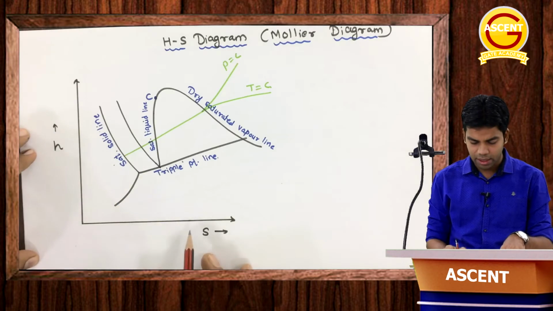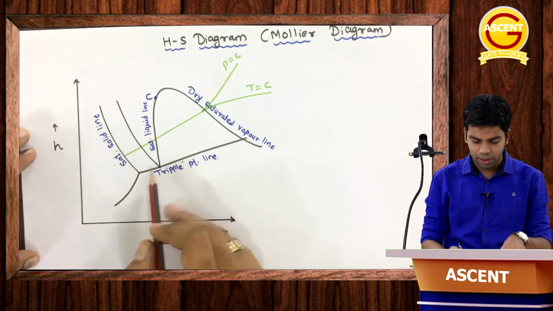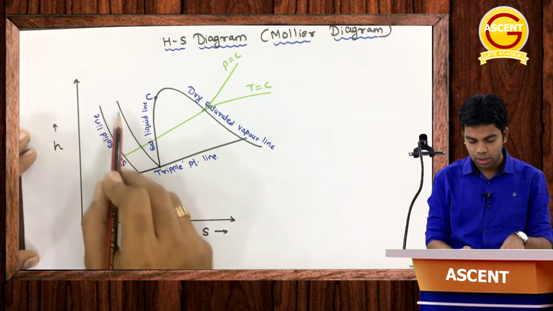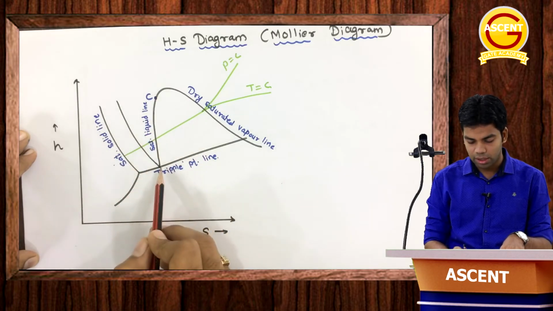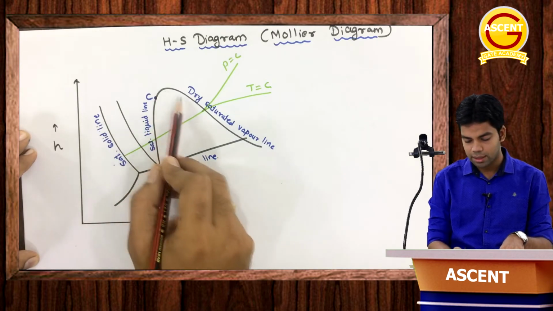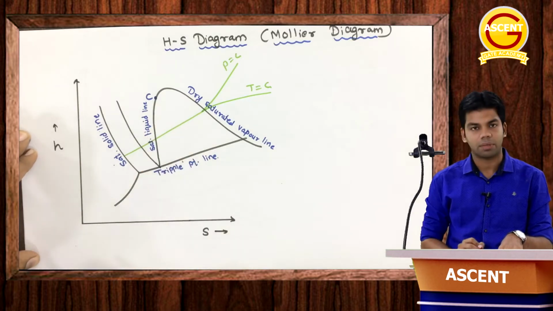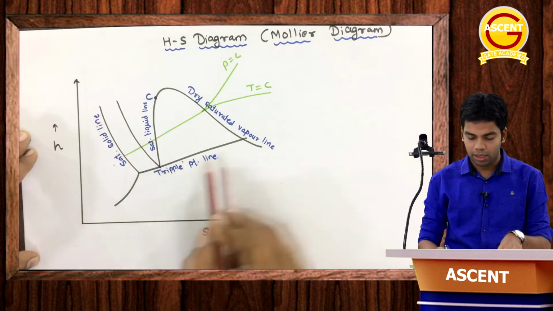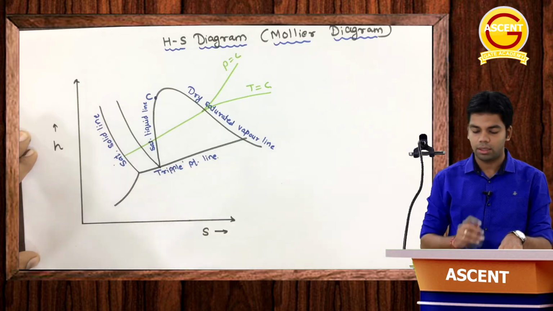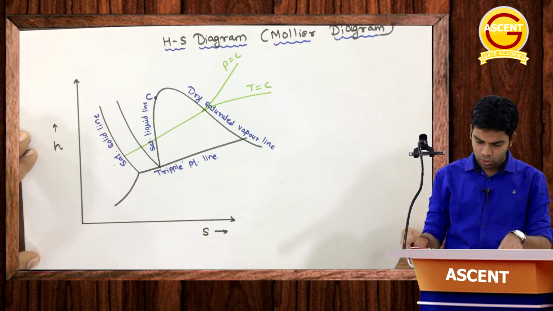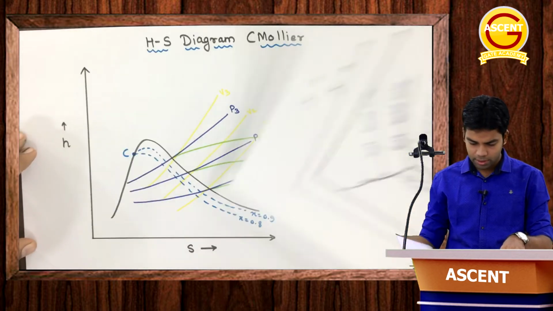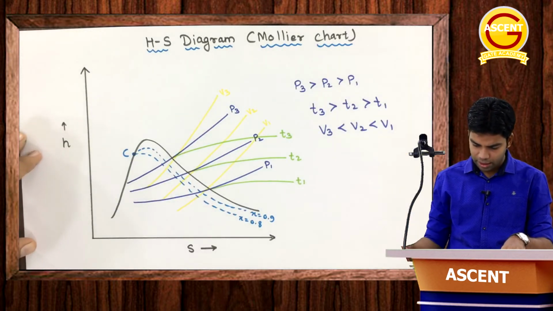This is the HS diagram. You can see the saturation curve here. This is a saturation solid line. These lines are saturated liquid lines, and this is the dry saturated vapor line. Here we are having the critical point at this particular point, and this is a triple point line. Triple point, again here is a line, just to show you different properties. You can refer to this diagram.